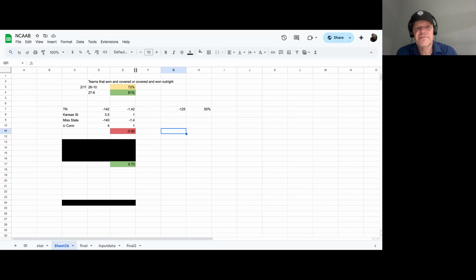And then UConn was +4. He won that one, so that was 1. So if you add all that up, he lost -0.82 units. Now, this is super fascinating. When you look at a card the way he has it structured, well, he has 4 teams here, 4 plays. The only way he can profit is if he wins 75% of those. He has to go 3-1 to profit. That is a statistical fact based on this card and how he handicaps. He has to hit 75%, has to go 3-1 in order to profit.